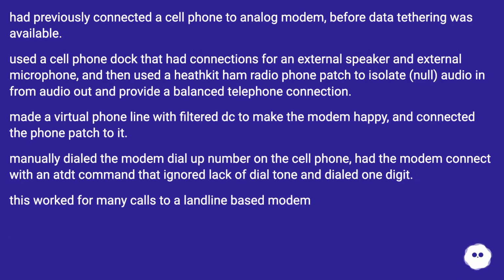I had previously connected a cell phone to an analog modem before data tethering was available. I used a cell phone dock that had connections for an external speaker and external microphone, and then used a Heathkit ham radio phone patch to isolate null audio in from audio out and provide a balanced telephone connection. I made a virtual phone line with filtered DC to make the modem happy, and connected the phone patch to it. I manually dialed the modem dial-up number on the cell phone, had the modem connect with an ATDT command that ignored lack of dial tone and dialed one digit. This worked for many calls to a landline-based modem.